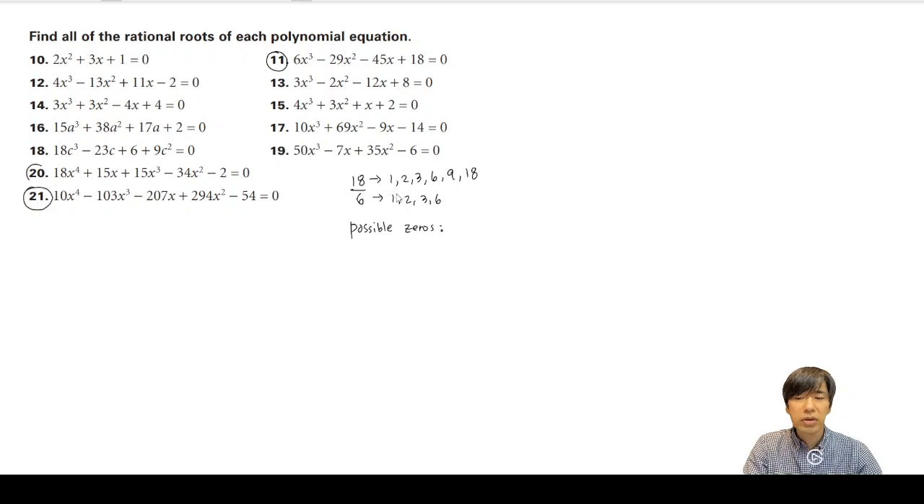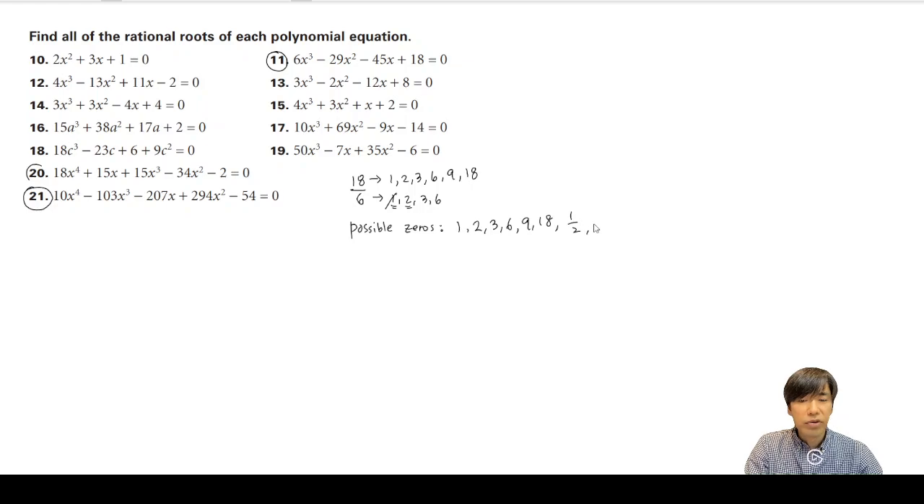let's write down the combinations. I'm going to use the denominator of 1. So that's 1 over 1, 2 over 1, 3 over 1, 6 over 1, and so on, okay? So you get 1, 2, 3, 6, 9, 18, and then that's gone now. I'm going to use 2 as the denominator. So 1 over 2, 2 over 2 is 1, basically 1, so you don't have to write that down.